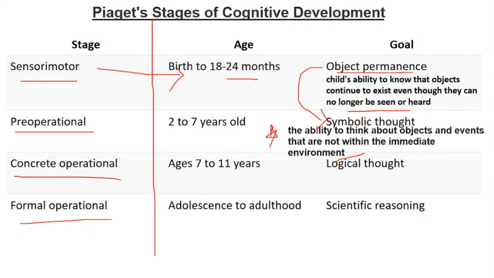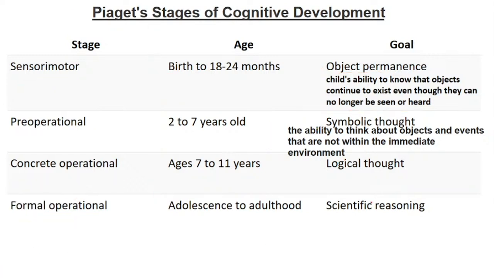When you talk about concrete operational, that is from the age group of 7 to 11, you have logical thought. And when you talk about formal operational, that is adolescence to adulthood, you have scientific reasoning. So there can be a student who wants to understand the difference between logical and scientific. See, that is from the age group of 7 to adulthood.